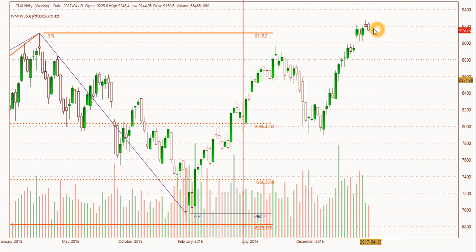From VSA weekly perspective, we had a no demand bar here, which is followed by a narrow spread low closing below average bar. Though it indicates weakening of the move, volume figures might have been affected by only 4 trading sessions in each week, both in the last week as well as this week.